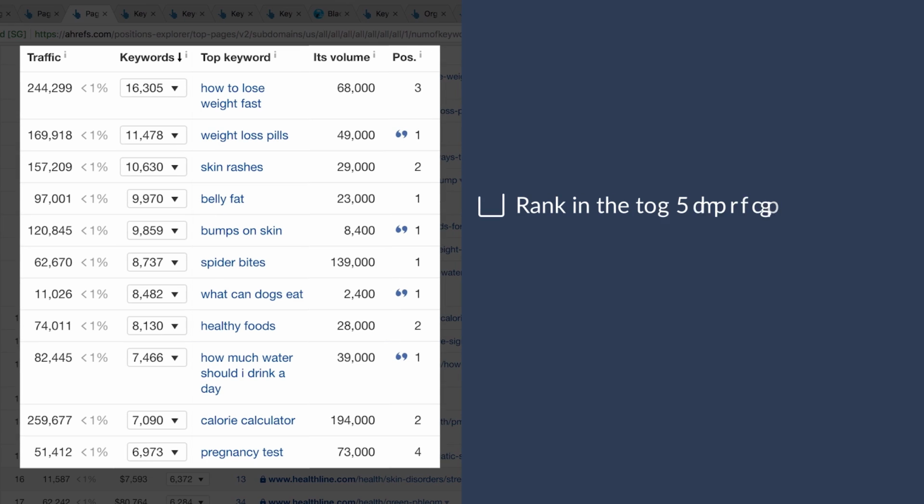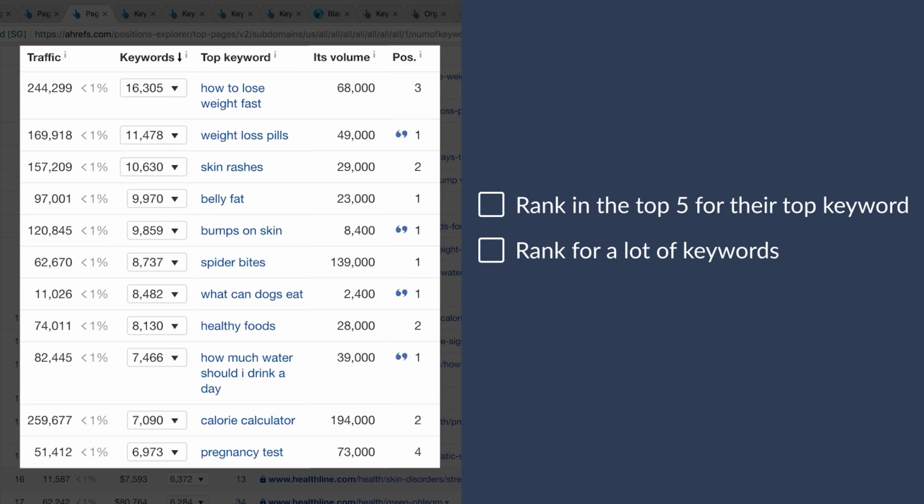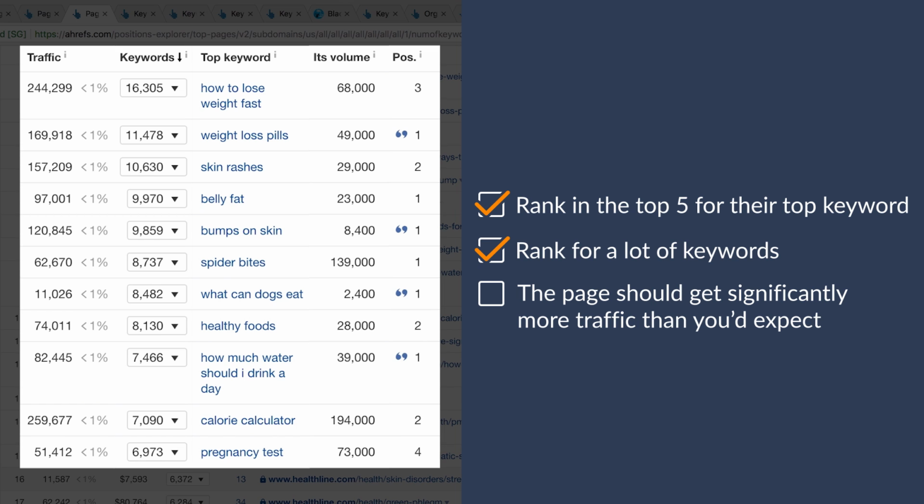So let's analyze their top pages and set a checklist to identify the most obvious long tail topic opportunities. First, the page must rank in the top 5 for their top keyword. Next, they should rank for lots of keywords and get a good amount of search traffic. So far, so good. The final point is that the page should get significantly more traffic than you'd expect based on their ranking position compared to the search volume of their top keyword. And in Healthline's case, that only excludes a couple of these pages. So now we have a ton of long tail topics that we could create for our own website if we were in the health niche.